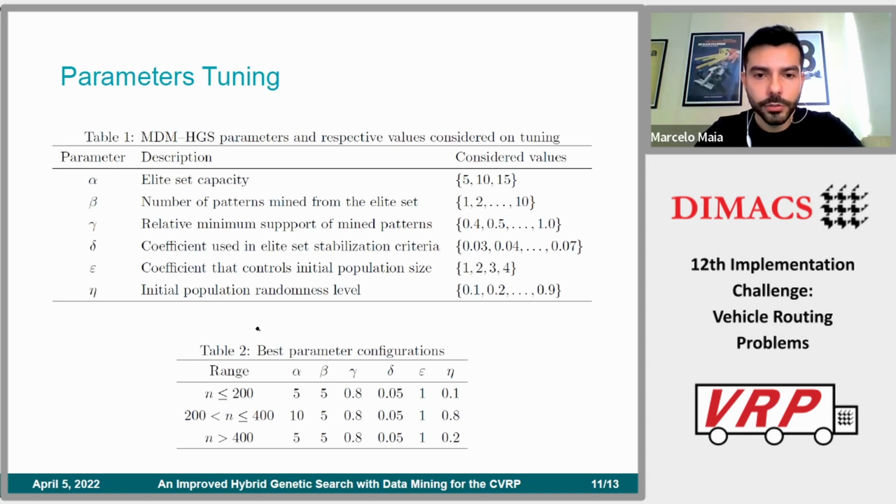We have manually tuned these parameters separately for each instance size range, obtaining these final values, these final configurations. The tuning process was performed on the X instance set and targeting the average primal integral, as this is the competition metric.